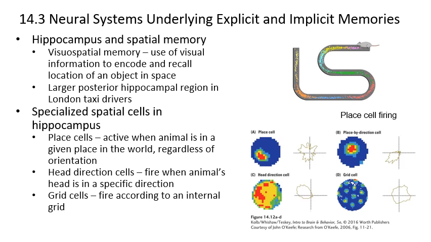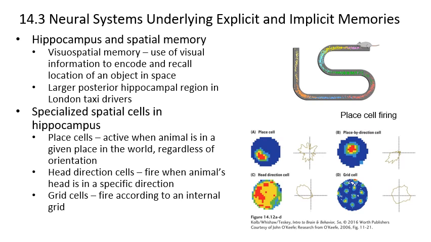Within the hippocampus, there are specialized spatial cells that have different functions. It's a little bit complex, but the three main types of cells are place cells, which are active when an animal is in a given place in the world, regardless of their orientation. So this little rat up at the top, the different colors indicate different place cells that fire when the rat is in different areas of this maze that she has run through a number of times.